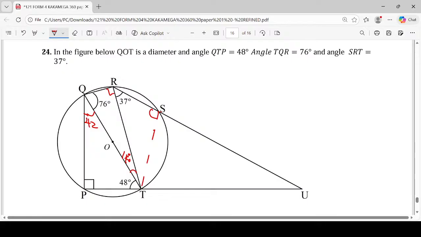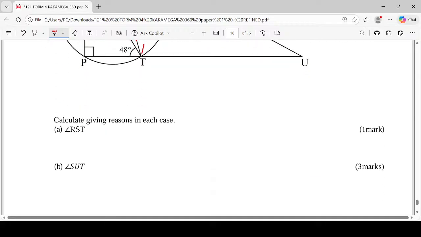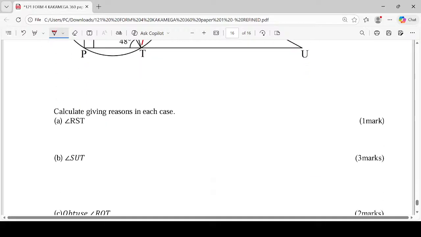And to get that angle, it is very simple. Remember, when you look at QRST, it's a quadrilateral. Opposite angles of a cyclic quadrilateral. So this one here should be 180 minus 76. This is 104. So let's see. Calculate, this should be 104 degrees.